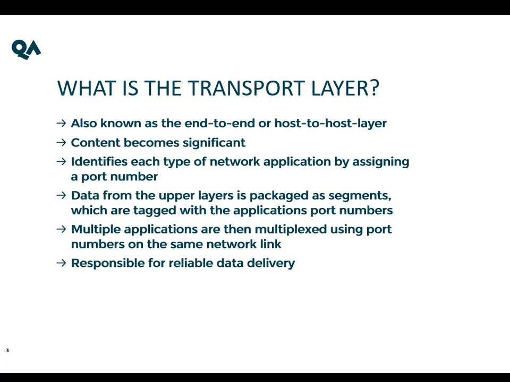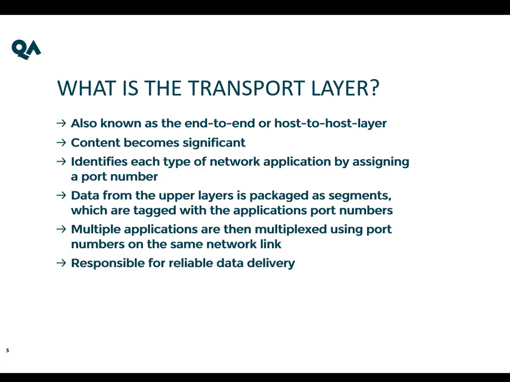Also at the transport layer, on the sending host, data from the upper layers is packaged as a series of layer 4 protocol data units. We refer to these as segments, and each segment is tagged with an application's port number. Segments then pass to the network layer for delivery, and the host could be transmitting multiple types of packets. For example, it could be web packets, it could be email packets, and it could be doing this at the same time. These are then multiplexed by using port numbers on the same network link if we only have a single network adapter and a single IP address.